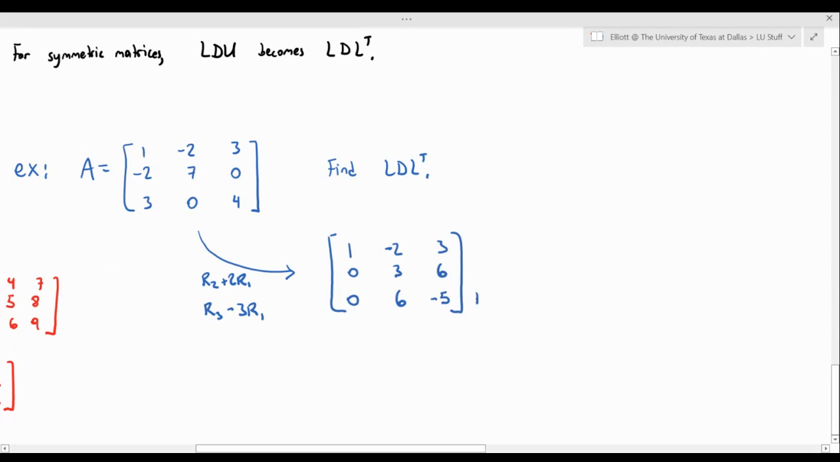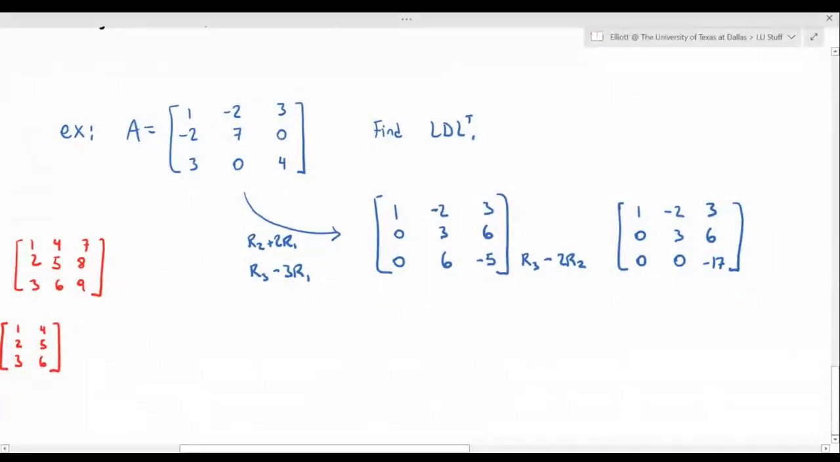We would do one more row operation, like row 3 minus 2 of row 2. And that will give us an upper triangular matrix in the end. This would be negative 17. So then from here, the L that we would have gotten based off our row operations: we'd have a negative 2 here, positive 3 here, and then positive 2 here, okay? So that would be the L.